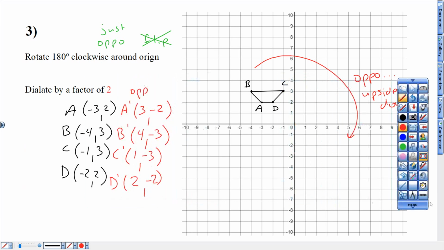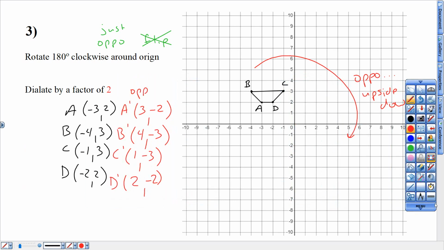So here I go. I go 3, -2. That's going to be A prime. Label that right away. I got 4, -3. That's going to be B prime. Label that right away. And then I have 1, -3, over 1, down 3. Label that right away. That's C prime. And then I have 2, -2 right there. And that right there is D prime.